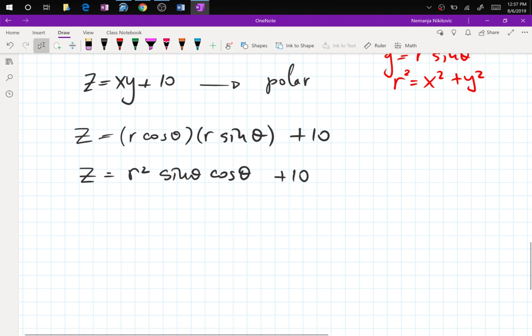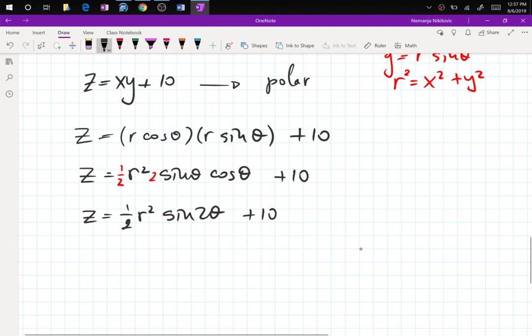And now here is a $1 million move. You don't want to integrate with these two, sine times cosine, because that would involve u sub. So how about you multiply by 2 and divide by 2 in front to create the double angle formula, and you create 1/2 r squared sine 2 theta plus 10. So this is much easier to integrate. And now you go and you do that. That's a really cool trick.